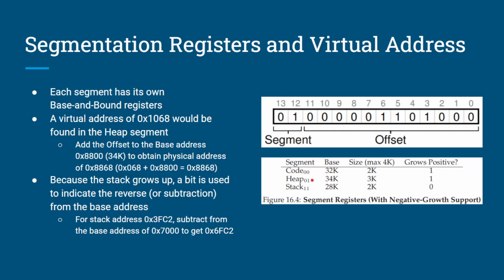And so what would happen is the CPU would find the base value here and the bound, or the size in this particular case, and it would first check to see, is the 6.8 within the 3 kilobytes? It is. So success. And then it would take the 6.8 and add it to the base register. So we would end up with an address of 8868 for the physical address.